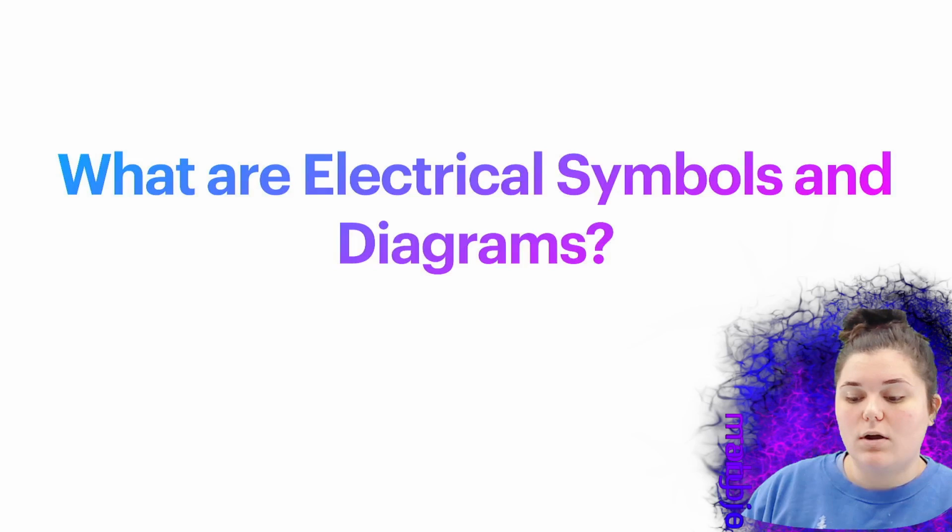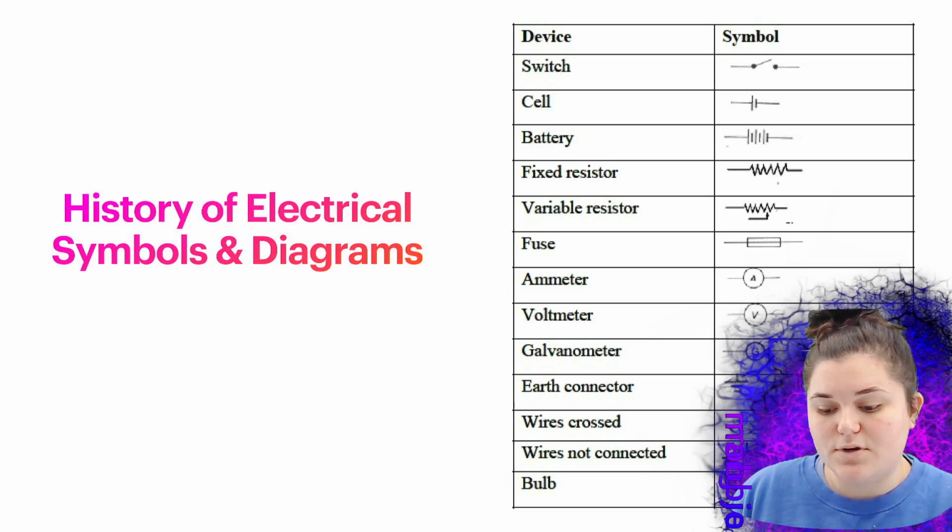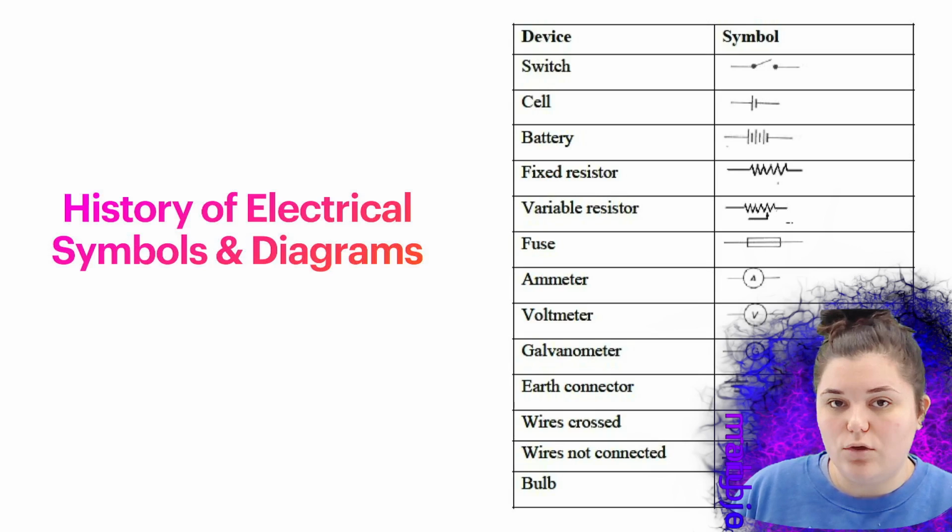So, what are electrical symbols and diagrams? Some history of electrical symbols and diagrams. The first electric circuit was invented by Alessandro Volta. Electrical diagrams are created to help design actual circuits. The diagram is a blueprint for an electric circuit you will build.